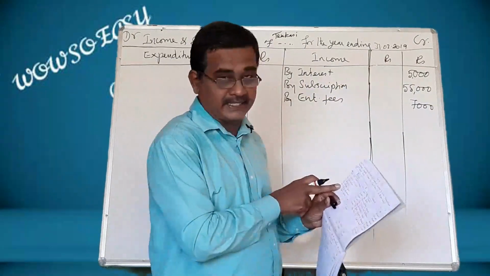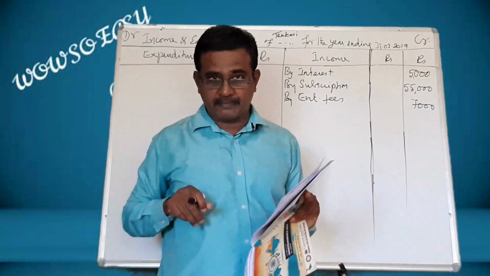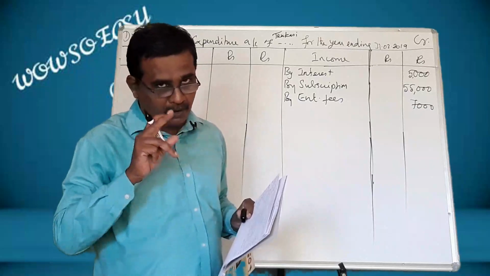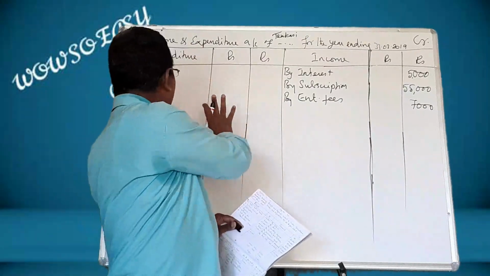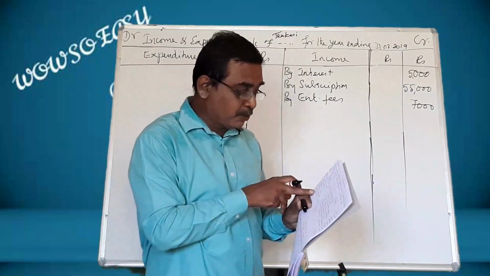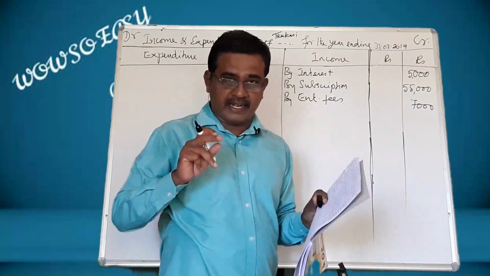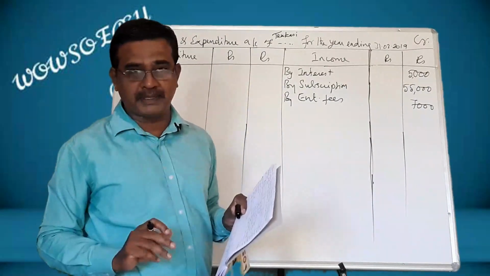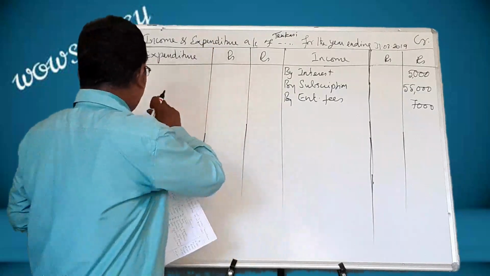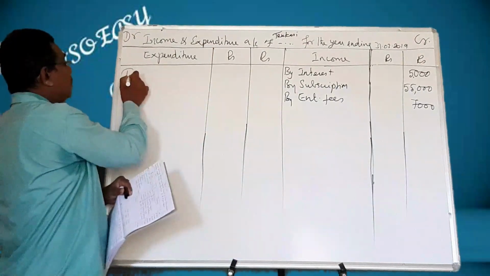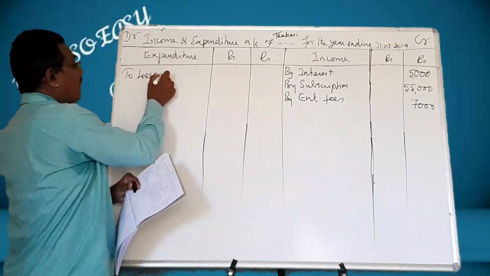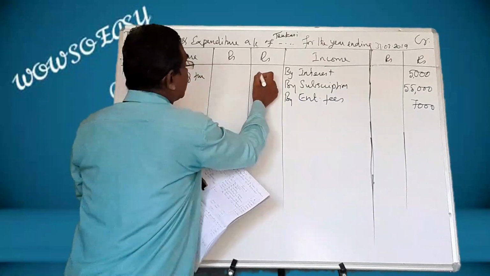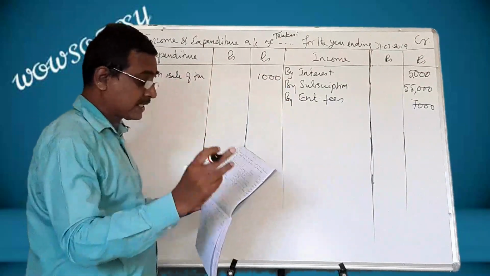Next one, sale of furniture. That amount should not be brought here. Whereas at the beginning I told you, if there is any profit or loss, that profit or loss alone should be brought to this account, the income and expenditure account. See the book value. Book value is 17,000, whereas it was sold for 16,000. It means there is a loss of 1,000 rupees. So that 1,000 rupees should be brought to the expenditure account to loss on sale of furniture, 1,000 rupees.